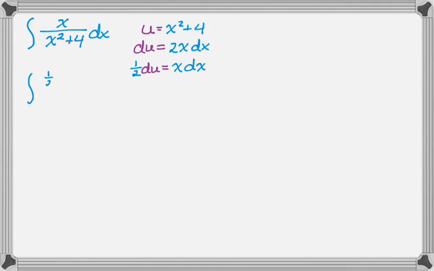So the original problem is going to become 1/2 du over just u. You might want to take out that 1/2 to get 1/2 the integral of du over u. And then this you should recognize is the natural log of the absolute value of u.